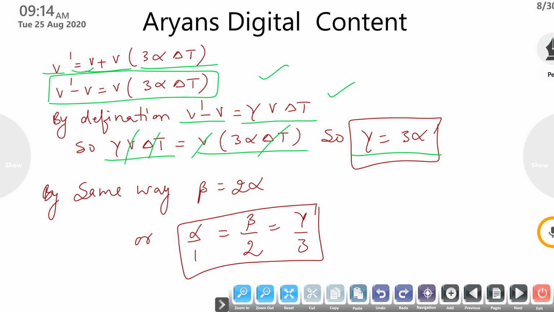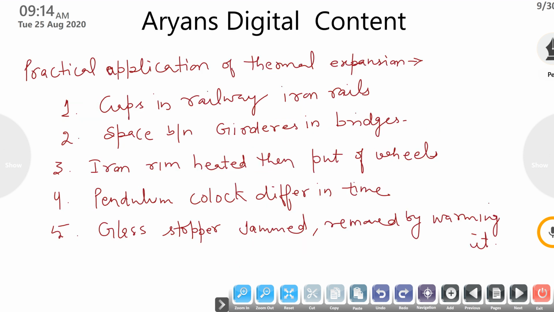In the same way, we can also show that beta is equal to 2 alpha. So, we can say that there is a relationship between alpha, beta, gamma, and it is given by alpha by 1 is equal to beta by 2 is equal to gamma by 3. This is a simple procedure by which we can remember it: alpha by 1, beta by 2, and that is equal to gamma by 3.